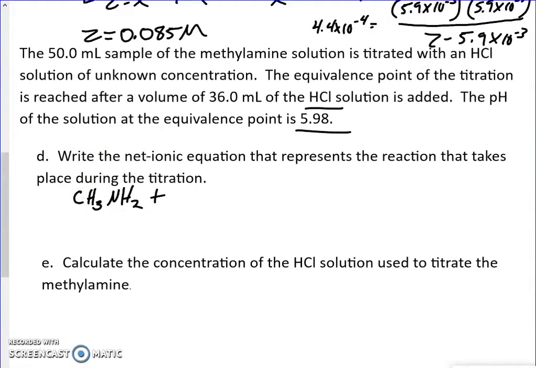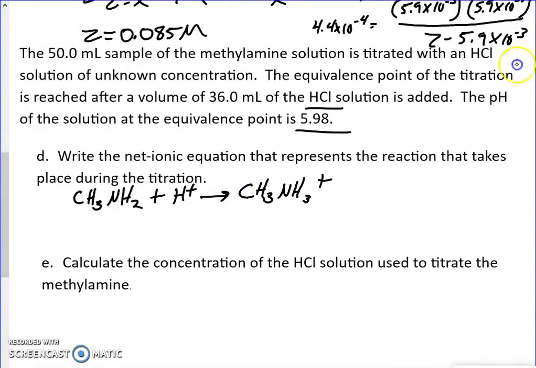Well, what part of HCl is it going to react with? It's going to react with the hydrogen, because remember, HCl is going to dissociate completely, forming hydrogen ions, chlorine ions. We don't care about the chlorine ions, we care about the hydrogen, so it's just going to react with the hydrogen. And what we're going to be left with is CH3NH3, the conjugate acid of the methylamine.